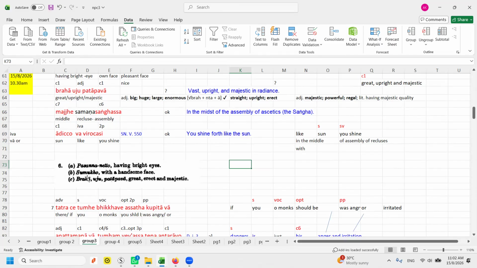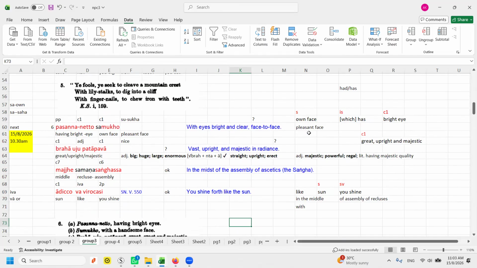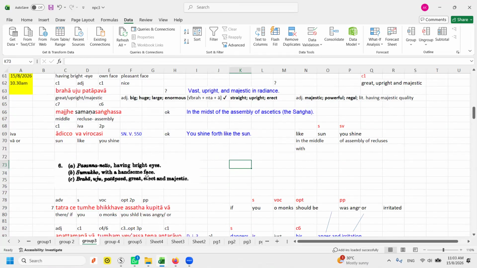Here, su muko, that means su is a nice face. When it refers to a man, you say handsome face. If it refers to a woman, we say beautiful face. But if you don't know whether it's a man or woman, the right thing to do is to put a pleasant face. A pleasant face means a nice face. But since we are sure, you can say handsome face. All right.